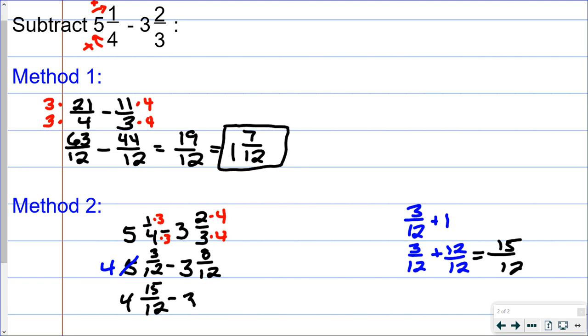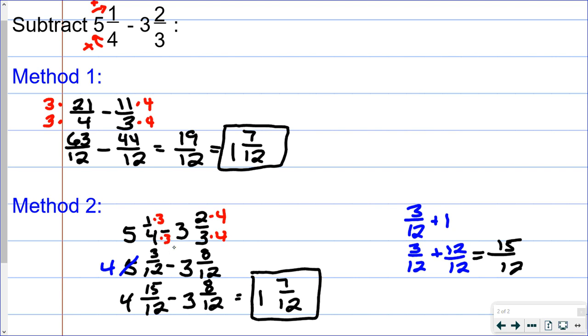minus 3 and 8/12. Now I have 15 minus 8, which is a positive number, so that's going to work out. And so now what I'm going to do is take 4 minus 3, that's equal to 1, and 15/12 minus 8/12, which is 7/12.